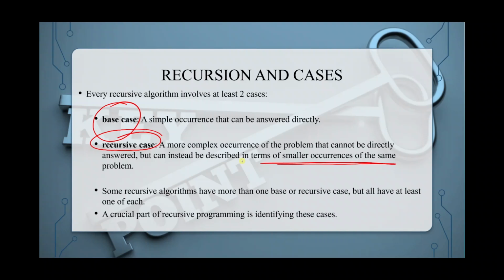Some recursive algorithms have more than one base case or more than one recursive case, depending on that algorithm. But at least they would have one of each, one base case and one recursive case. A crucial part of recursive programming is identifying these cases. So if I give you any question, any algorithm that I want you to do recursively, if you are able to identify the base case and the recursive case, your algorithm is pretty much complete, because pretty much you are done.